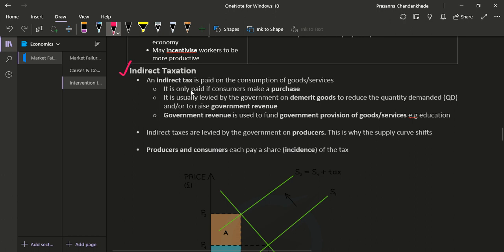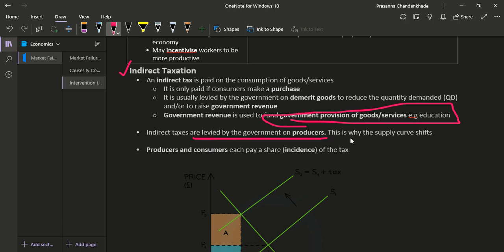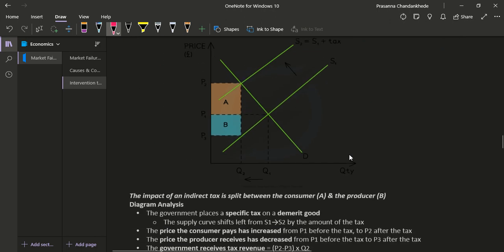Indirect taxation. An indirect tax is paid on the consumption of goods and services. It is only paid if consumers make a purchase. It is usually levied by the government on demerit goods to reduce the QD and to raise government revenue. Government revenue is used to fund government provision of goods and services, for example education. Indirect taxes are levied by the government on producers. This is why the supply curve shifts. Remember this: producers and consumers each pay a share, the incidence, of the tax.